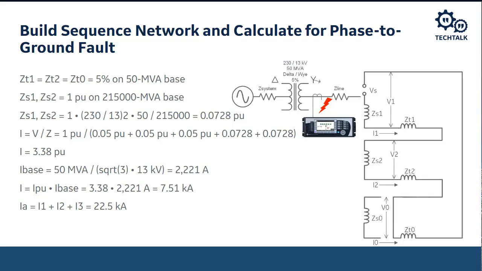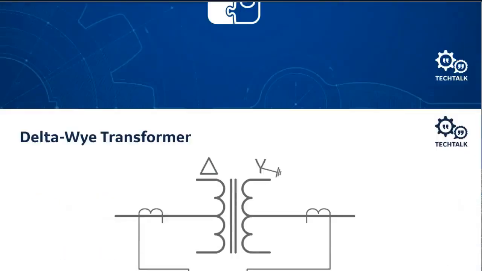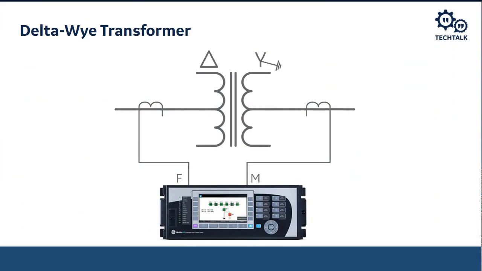Okay, let's talk about what this sort of looks like in the real world and what this looks like in an actual fault, and a few other conundrums that we might face. So the fault that I'm about to show you is on this same sort of distribution system. This is a delta Y transformer. Again, so it's a distribution system.